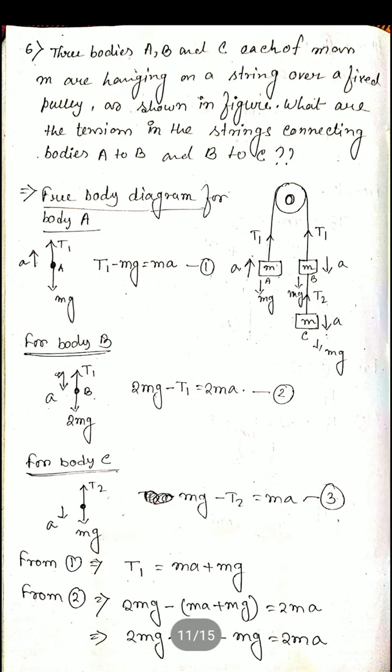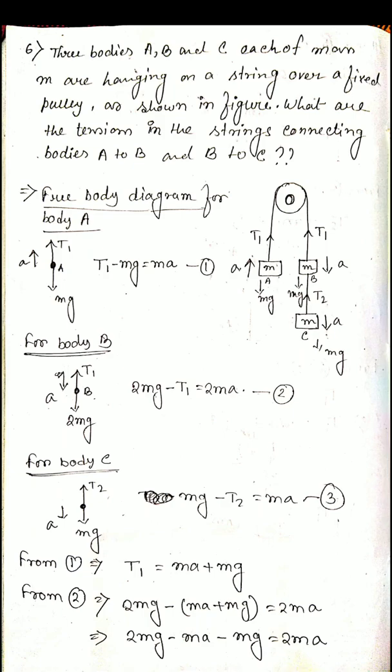Okay, next, in this figure you see that A, B and C, 3 bodies, each of mass m, are hanging on a string over a fixed pulley as shown in the figure. That means the string between the first two blocks, and between the second and third, B and C, is different, so the tensile force is also different. That's why in this figure you see that between the first and second, A and B, the tensile force is T1.